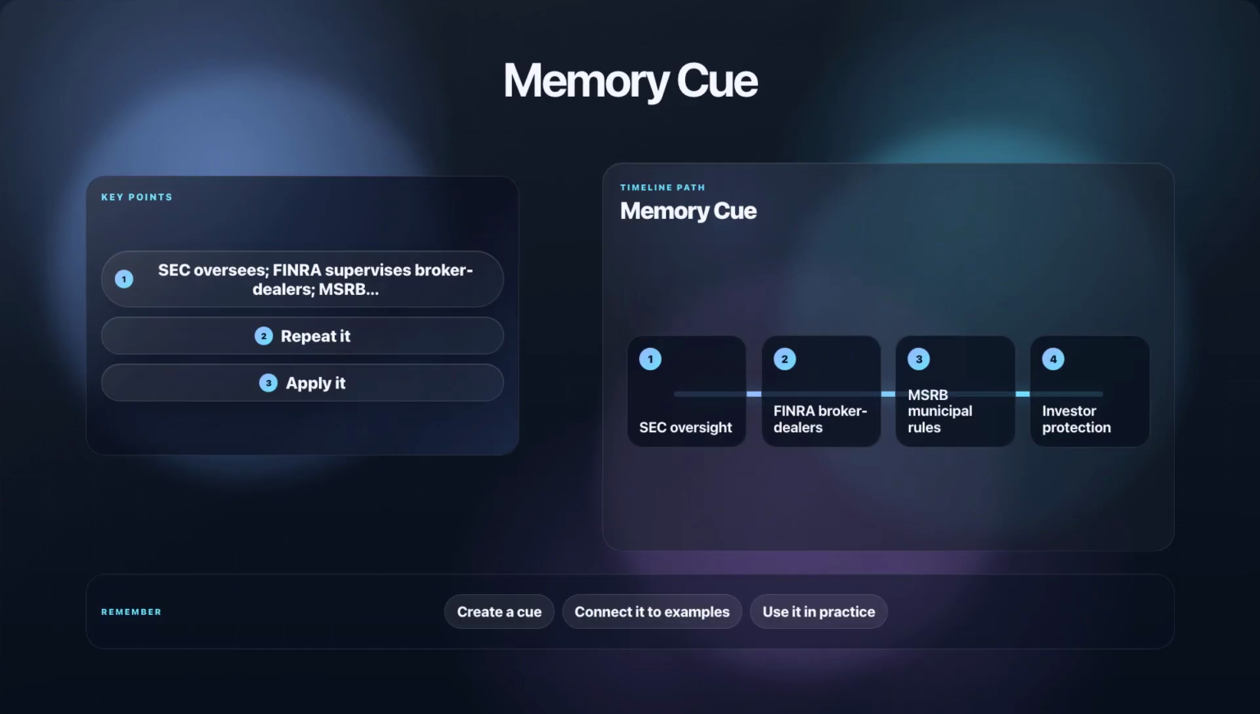Use this memory cue. SEC oversees, FINRA supervises broker-dealers, MSRB writes muni rules. A good cue is short enough to remember, but meaningful enough to guide a practice question. When you see this topic again, return to that cue before selecting an answer.